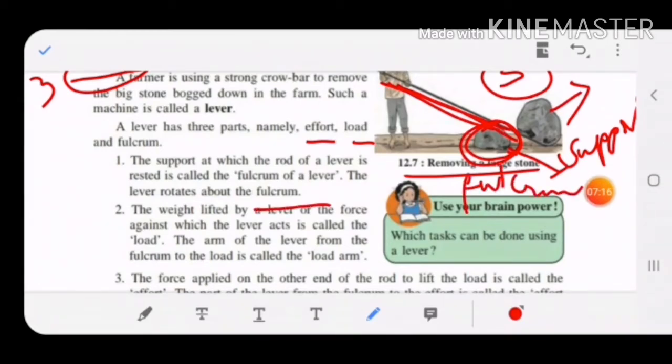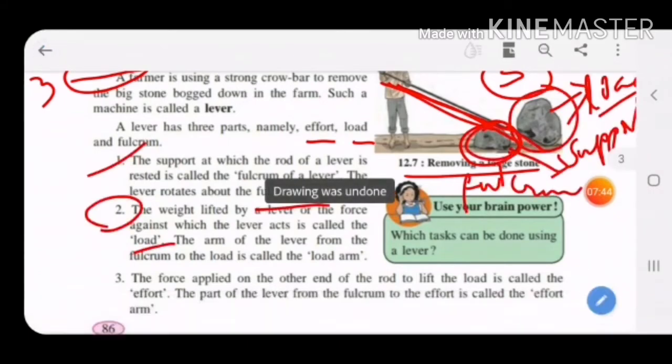The second part, the weight lifted by a lever or the force against which the lever acts, is called a load. Now children, this is the weight. This bigger stone is the weight that he has to remove. Yes or no? So this one is called a load. The person has to lift this weight. Yes or no? The arm of the lever from the fulcrum to the load, from this fulcrum to the load, this arm is called the load arm.